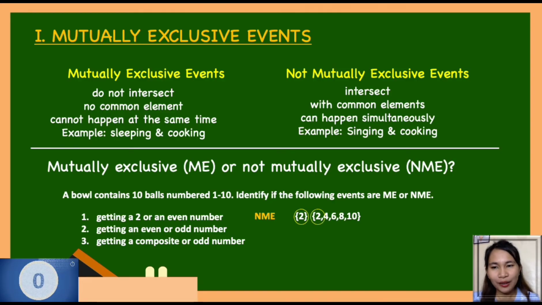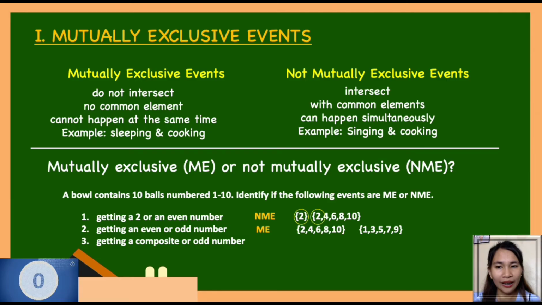For number 2, getting an even or odd number, they are mutually exclusive events. Why? Because the possible outcomes for even numbers are 2, 4, 6, 8, and 10, and for odd numbers, we have 1, 3, 5, 7, 9. So they don't have a common element, or they don't intersect. That's why they are mutually exclusive.